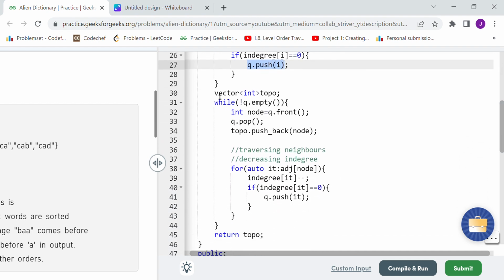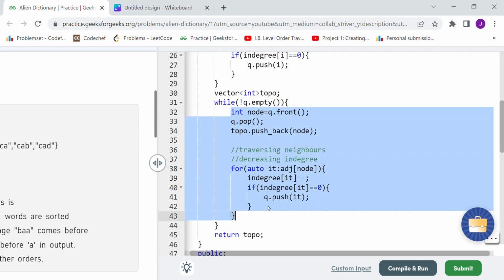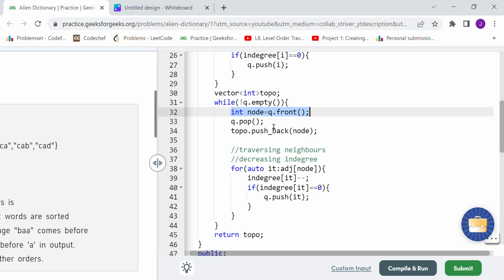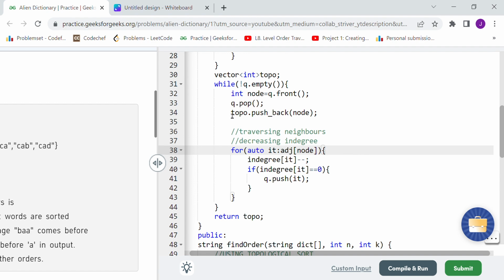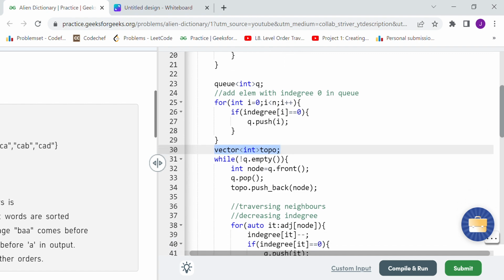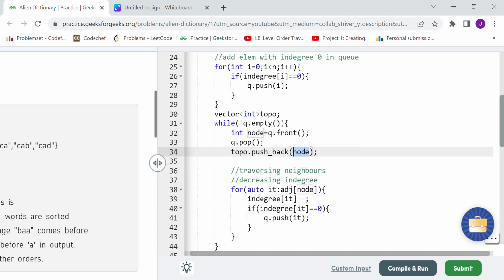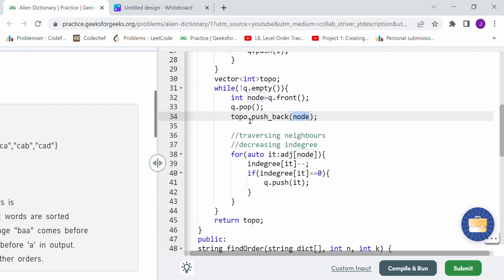Done. Now we are simply traversing through the queue, that is, till the queue is not empty, continue this. So what does this say? We are storing the front queue element and popping it, simply as we do in BFS. Now, one more thing: in the topological sort vector, the vector that we will be returning, we have to push only those elements which have in-degree 0. So that is why we are pushing the node in the topo vector, because the node already has in-degree 0, because it is in the queue, and I inserted in the queue only those elements which have in-degree 0. So now we have our node inserted in the topo vector.